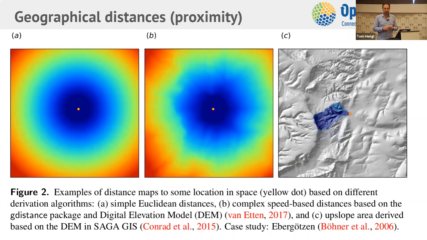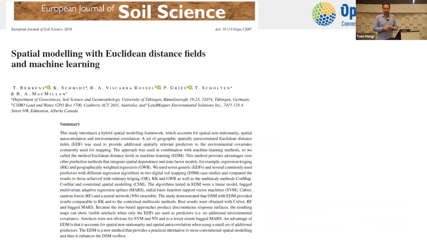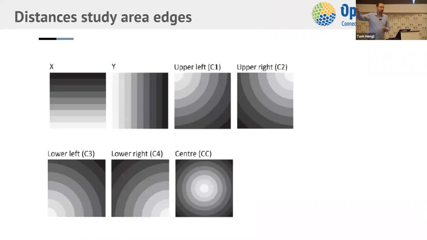Thorsten Behrens, independently from what we were doing, was working on something similar, and they published a similar type of article in the same year. They also looked at Euclidean distances, which they call Euclidean distance fields. But they started by looking only at distances to the edges and the center of the study area, so basically the study area bounding box distances. They did that and also got results.